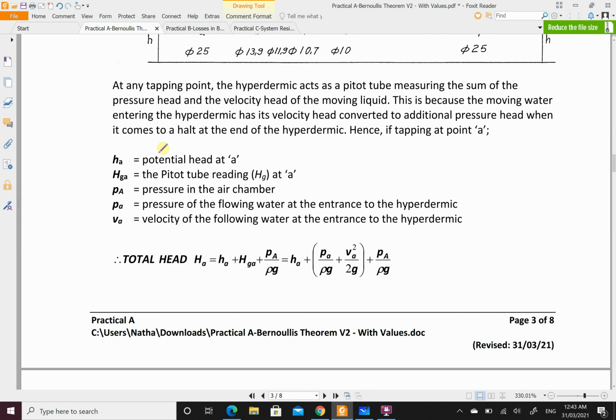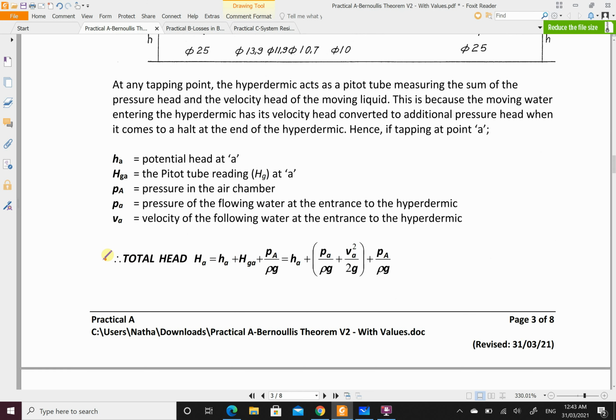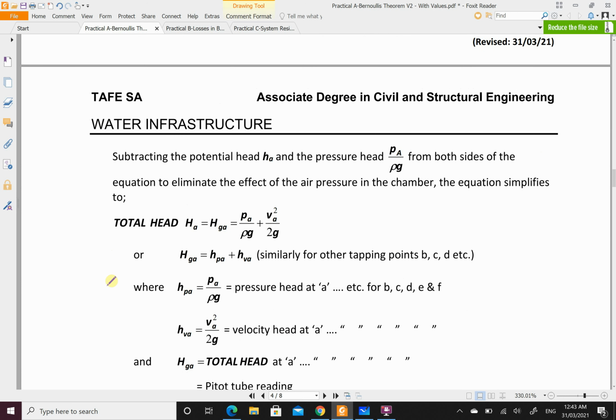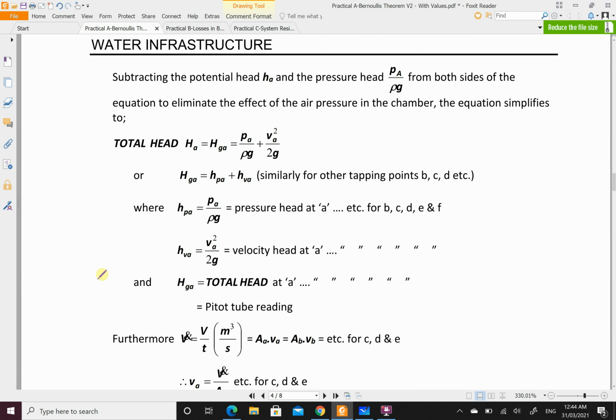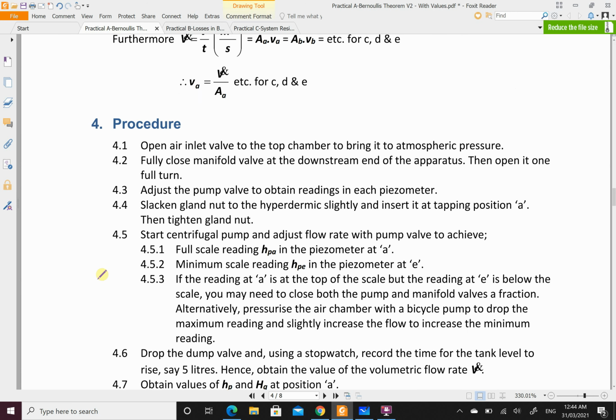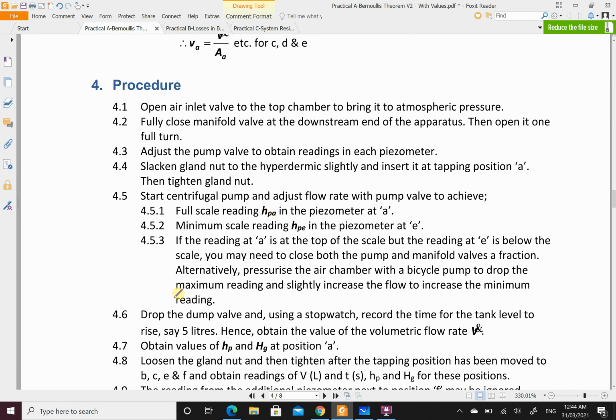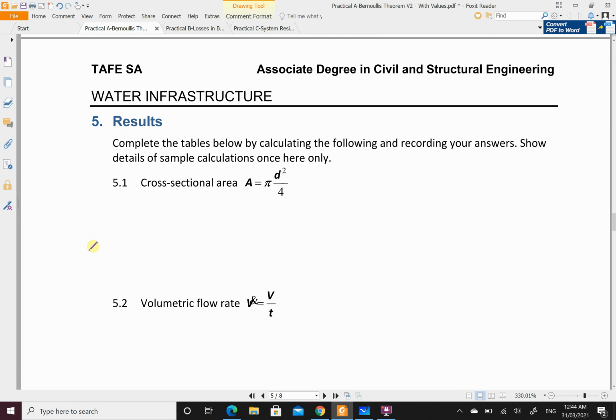Alright, again, running through a bit more theory in here. Rearranging formulas and understanding it all. Procedure, so how we go about the actual practical. Alright, nothing to do here.